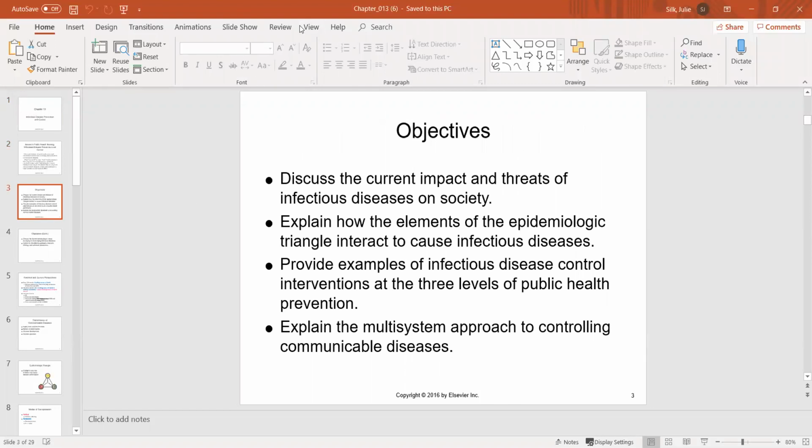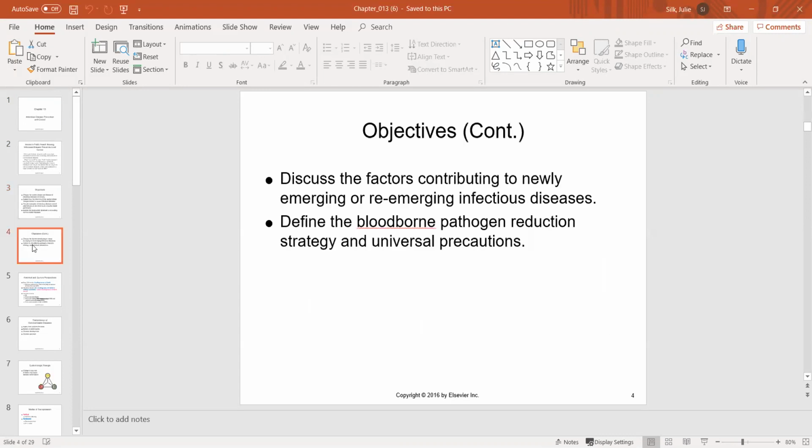So our objectives for this chapter: we're going to talk about impacts and threats of infectious diseases on our society. We're going to explain how the elements of the epidemiologic triangle interact to cause infectious diseases. And we're going to provide examples of infectious disease control interventions at the 3 levels of public health prevention. So that's kind of what we're doing. And there's a couple more here.